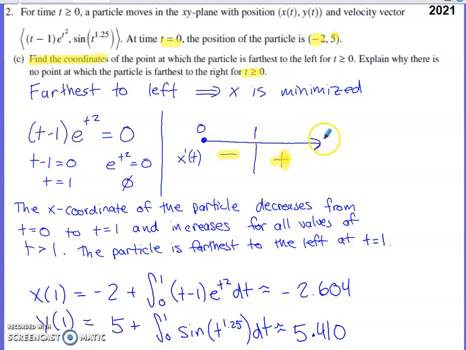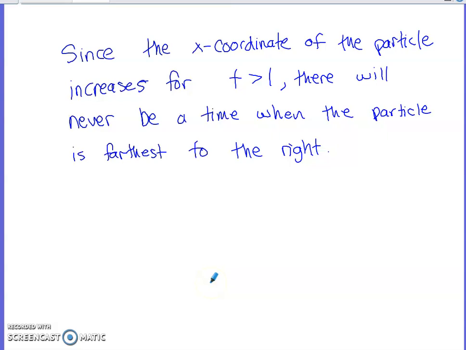But then from time 1, the rest of the way to infinity, my x coordinate is just going to increase, increase, increase forever. And so the concluding statement I made here, x coordinate of the particle is going to increase for all times above 1. Therefore, there's never going to be a time when the particle is farthest to the right.